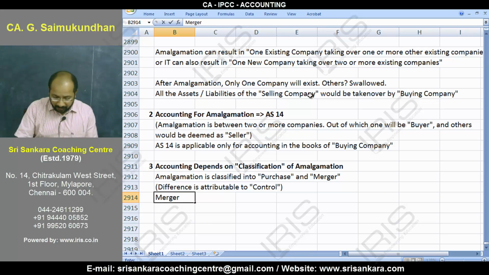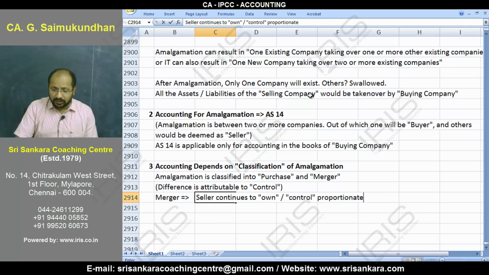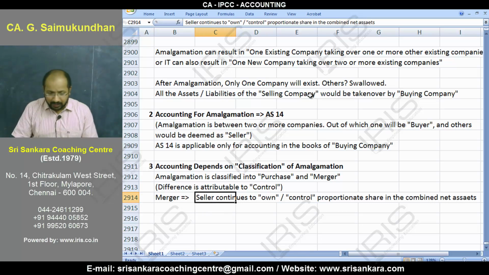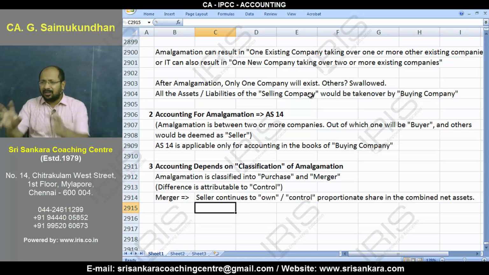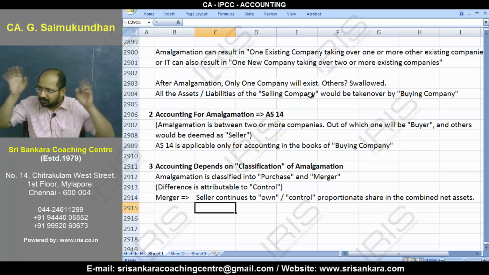So technically the idea being, in a merger, the seller continues to own or control a proportionate share in the combined net assets. Which implies before the merger, let's say your company's assets were 10 crores. My company's assets were 30 crores. Combined entity's assets are 40 crores. In the 40, you will be having roughly 25% ownership stake. You are able to appreciate the merger.